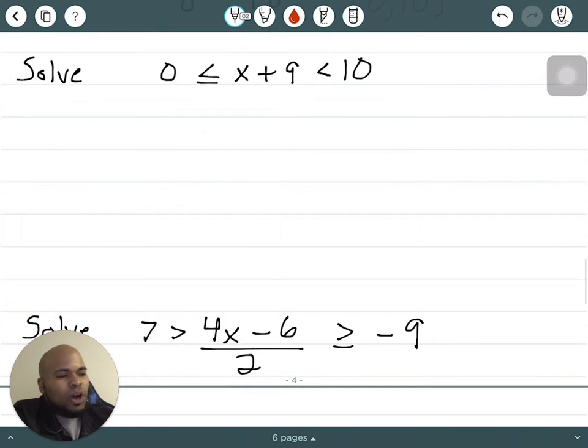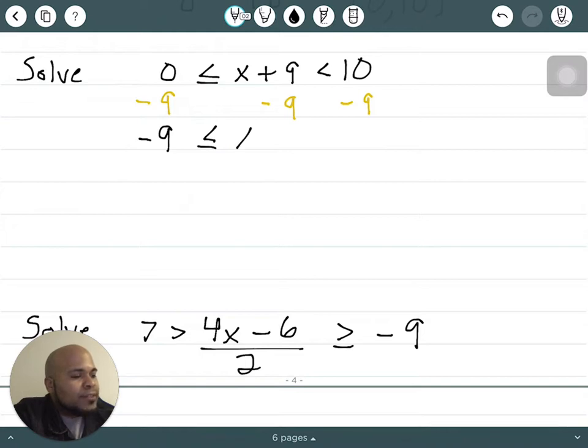Now, x is almost by itself, but not quite, because I'm adding 9. So I'm going to have to subtract 9. But because I have 3 different parts to this expression, I'm going to have to subtract 9 in every single part. 0 minus 9 is just negative 9, less than or equal to x, because this cancels. And this is less than 1. 10 minus 9 is 1. Now be very careful because you have 2 different signs.